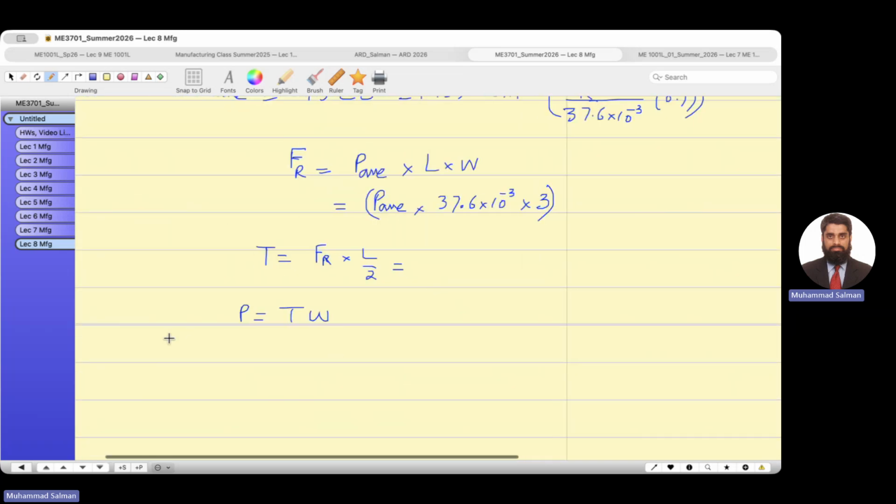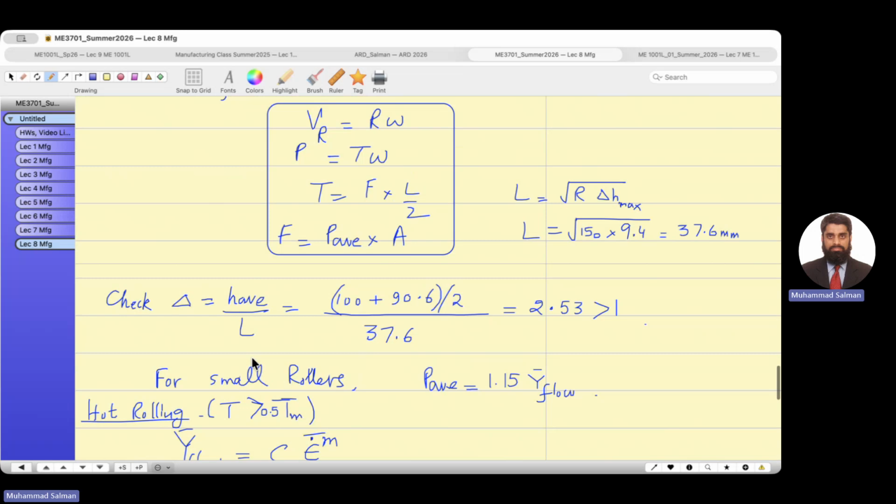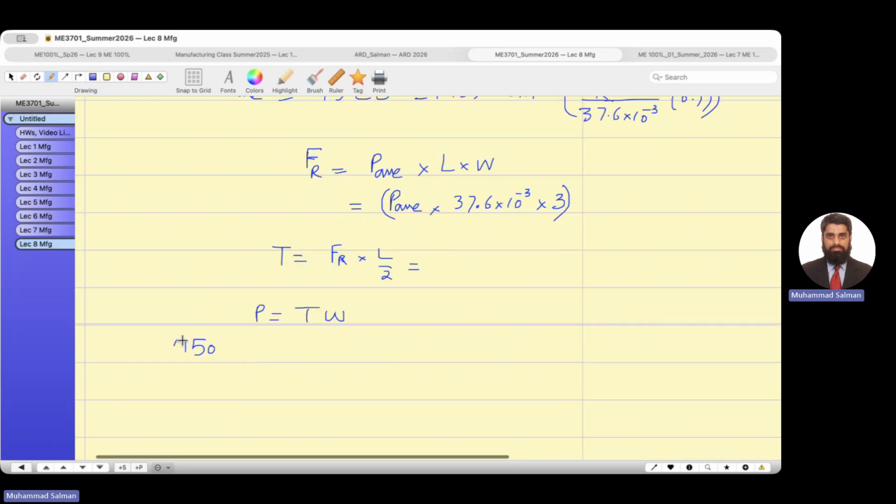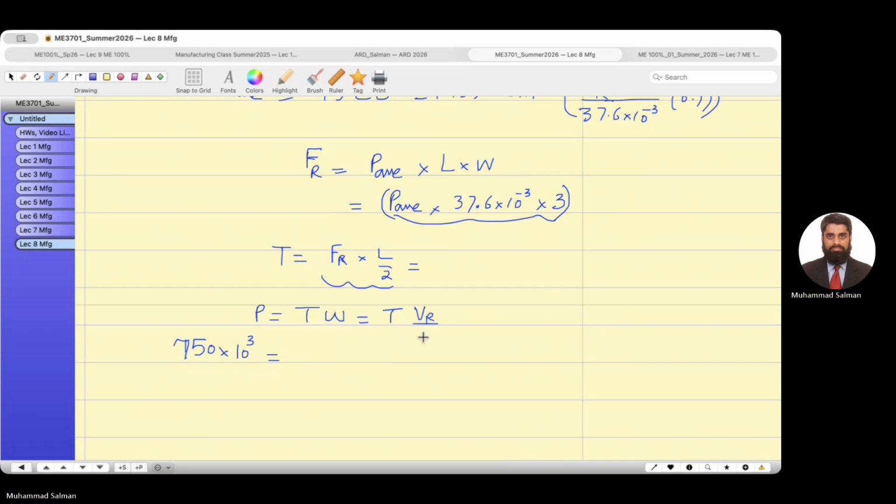So let me write down, combining everything, putting it all together. 750 kilowatts equals torque. Torque equals Fr times L by 2. Fr equals this one. So let me write down from here. Like T equals omega, omega is V over R. V over R is L by 2. Agreed? So now everything is complete.